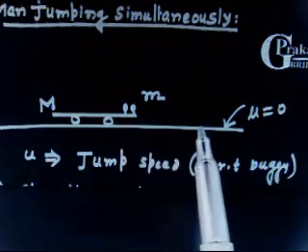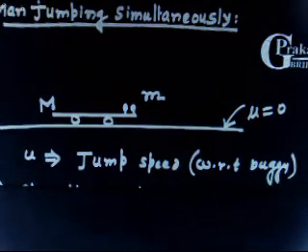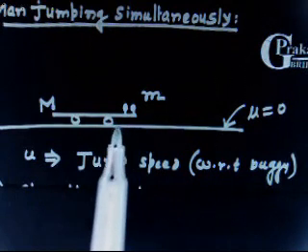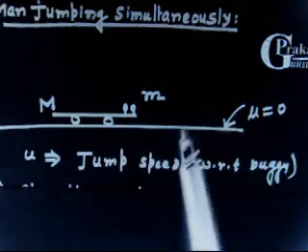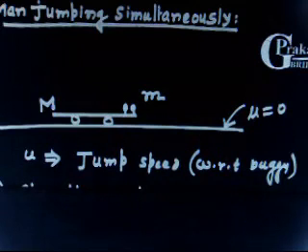Both men can jump simultaneously, or both men can jump one after the other. That is, one jumps and then the other thinks, oh my god, I have to also jump, then he jumps. Or maybe in the other process both jump at the same point of time, both decide now we have to jump. So both jump at the same time.